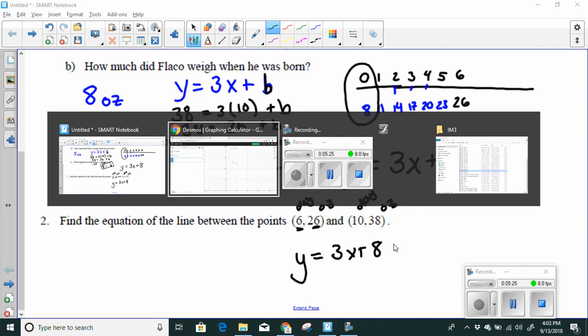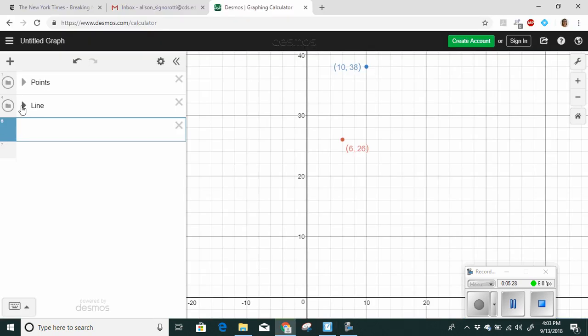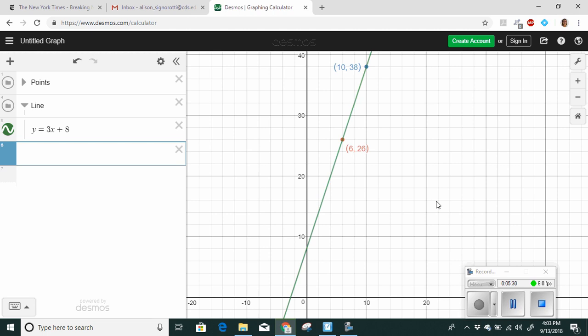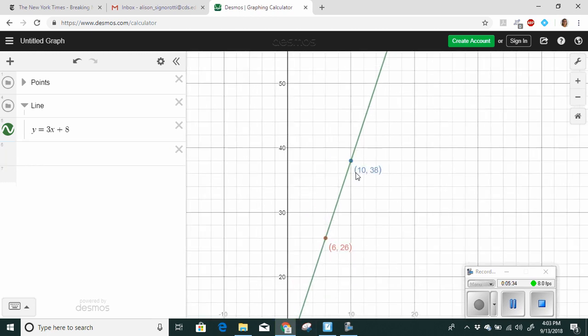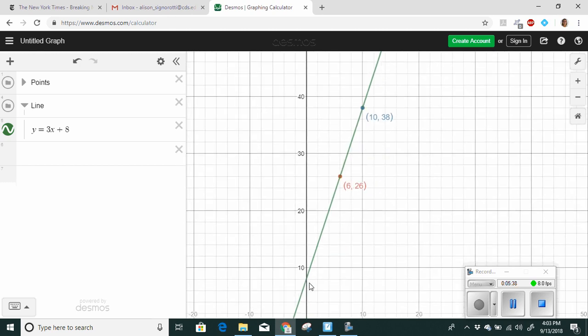Just for kicks, I'm going to go to Desmos and check it. Let's see. We graph that line. Sure enough, that line goes right through those points. And there are no other lines that are going to cross both of these points. And we could go down here and see, yep, it's got a y-intercept of 8.